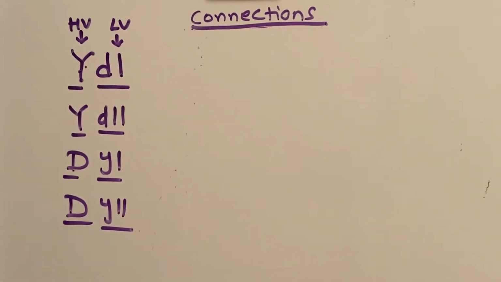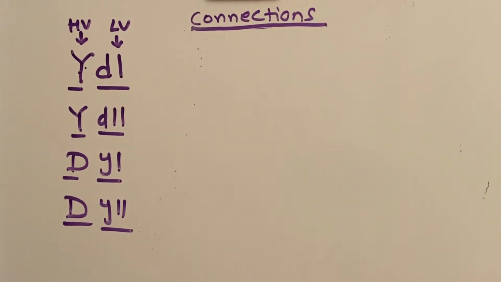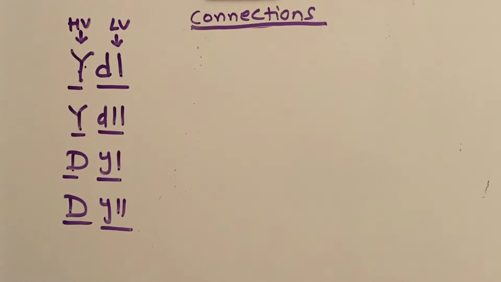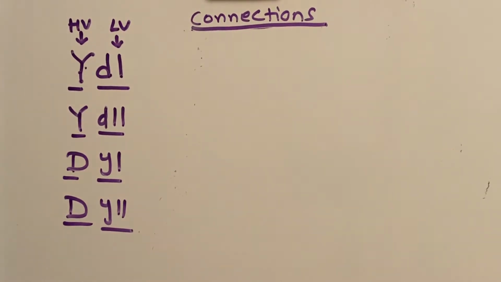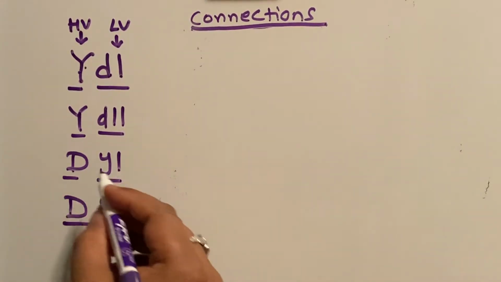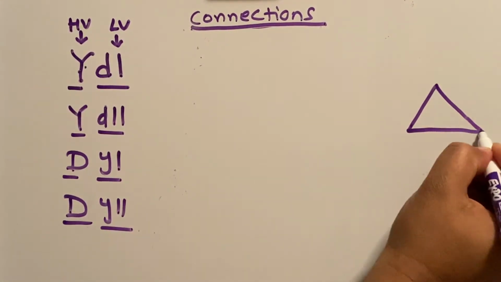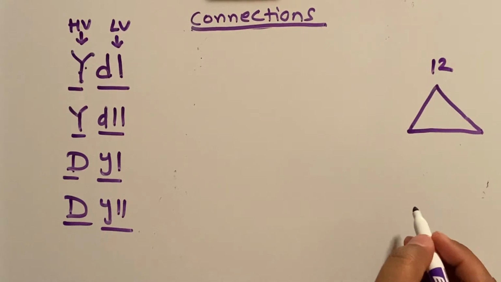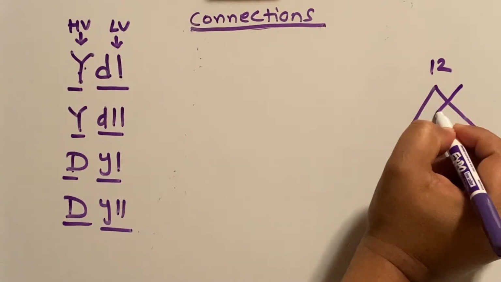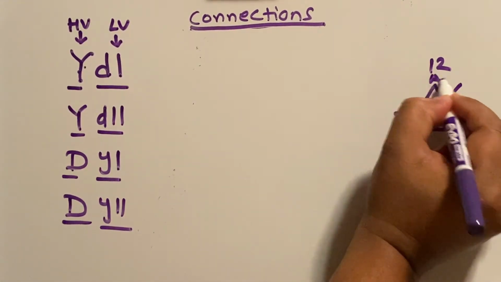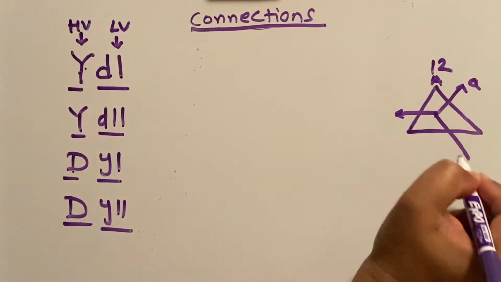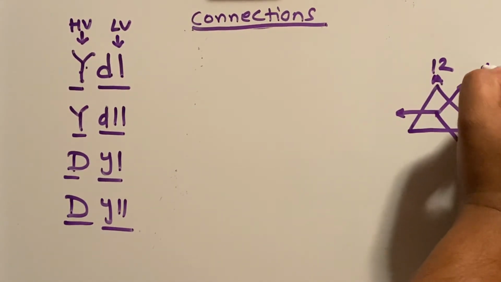Now there is a very small trick for making Dy1 and Dy11. It is the same concept as Yd1 and Yd11. First of all, here we see this is delta. So delta is the reference point. Delta will be at 12 position and Y is at 1 position. So this is capital A, this is small a, and this is at position number 1.